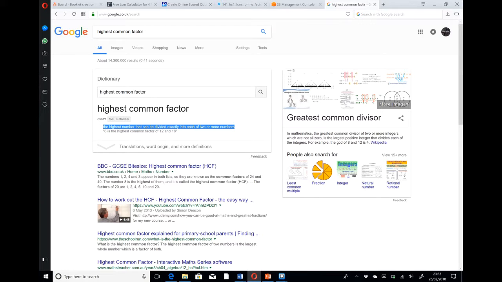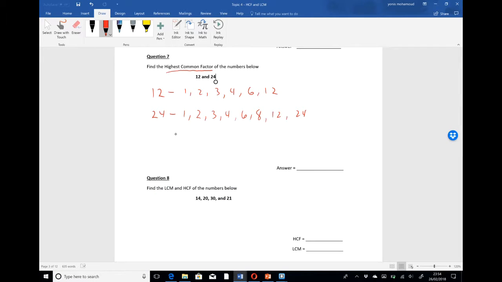Okay, both are done. So what I'm going to do is find the highest number that can be divided exactly into those two numbers. From the list, I can see that 12 is the highest number that goes into both 12 and 24. So the HCF, or the highest common factor, is 12. So this is method number 1. And let me show you method number 2.